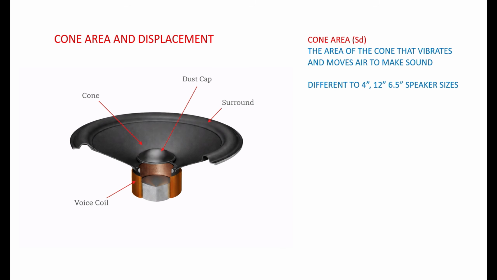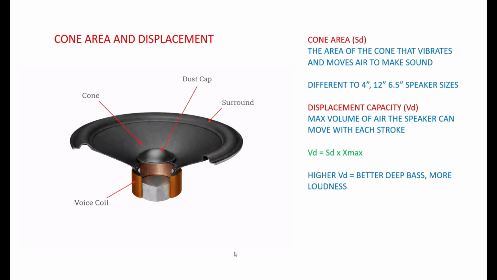Now, closely related to that is a parameter called displacement capacity, which is VD. So that is the maximum volume of air that a speaker can move with each forward or backwards stroke. The way you work that out is you take the cone area of the speaker and multiply it by the Xmax of the speaker. Now, we'll talk a lot more about Xmax later, but it's basically how far the speaker can move either forward or back without distorting. So you can think about it like the maximum stroke of a speaker.